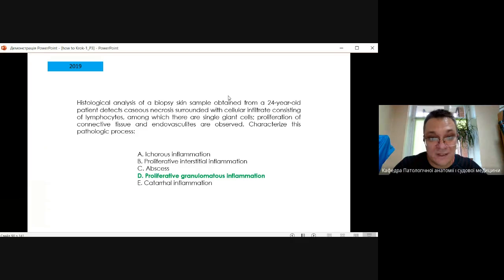Proliferative granulomatous inflammation is described as caseous necrosis surrounded with cellular infiltrate consisting of lymphocytes and single giant cells. That's it. Everything is clear. Nothing else is matching here.